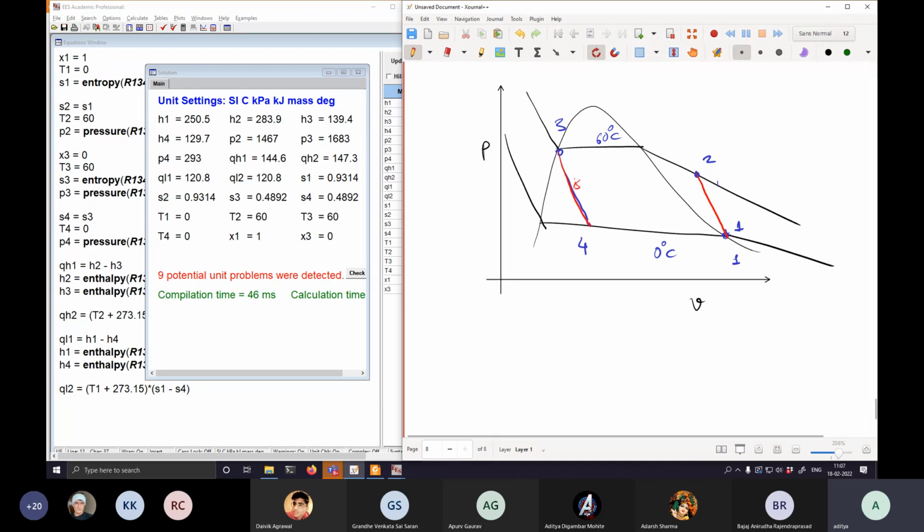Isentropic. This is isentropic. 2 to 3 is what? What do you say about 2 to 3? It's isothermal. And 4 to 1 is also isothermal.